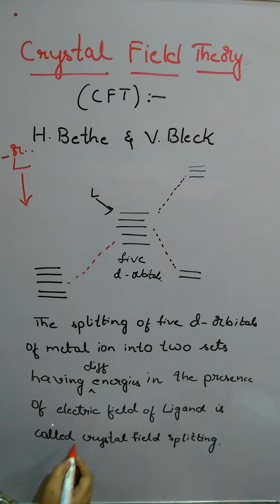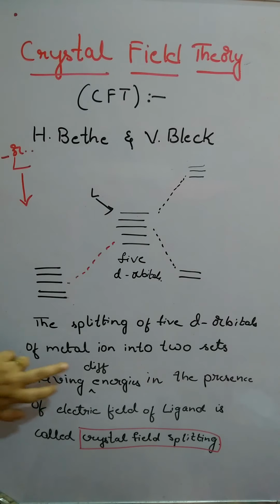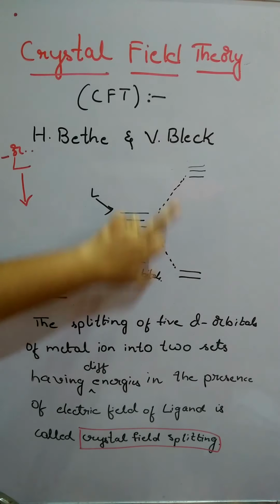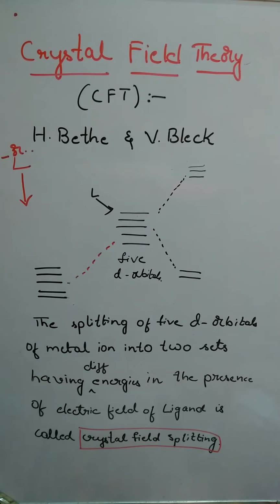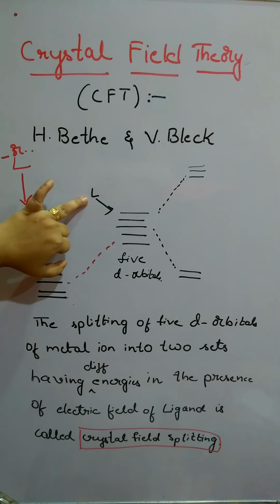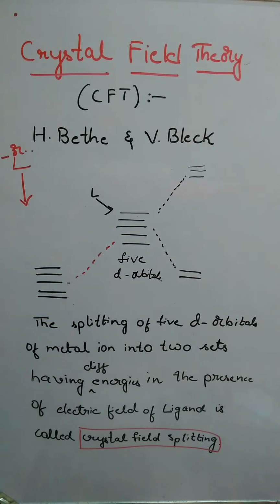So what is crystal field splitting? It is the splitting of the 5d orbitals of a metal ion into two sets having different energy. One set is with higher energy, another set is with lower energy, in the presence of a ligand, that is the electric field of the ligand, and that splitting is called crystal field splitting.